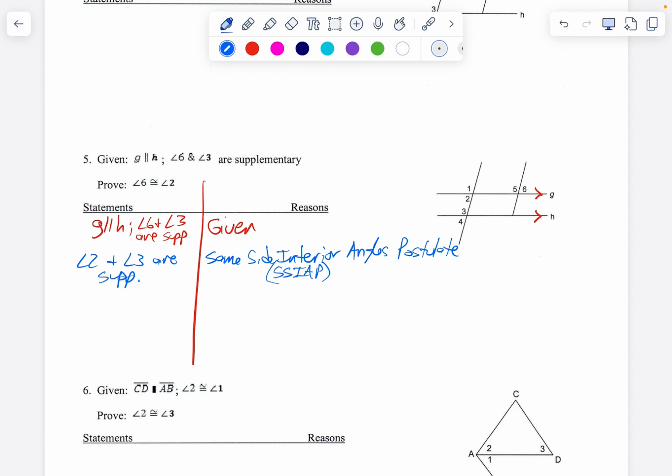All right, so this is kind of a shortcut version of the proof. If 6 is supplementary to 3 and 2 is also supplementary to 3, then what is true about 2 and 6? They've got to be congruent, because they're supplementary to the same angle. So this is kind of a shortcut version of a proof for this, but it's okay right now. And what do we call that? And it's technically a version of the transitive property.